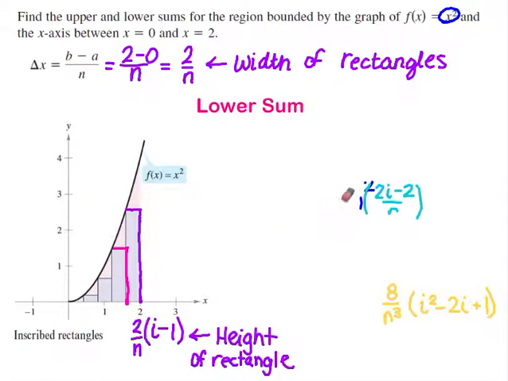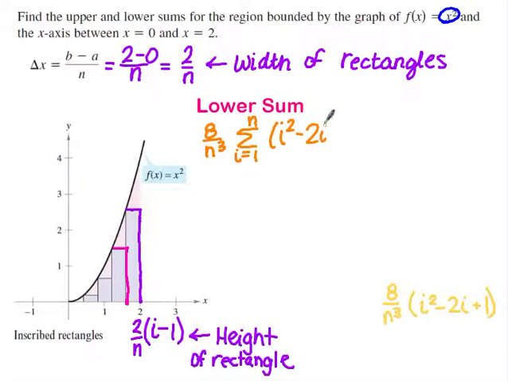So now I'm going to get rid of that n for right now. So I'm just going to move it outside of the sigma. So I've got 8 over n cubed I'm going to put here. I've still got my sigma here out front. Okay, and then I've got my i squared minus 2i plus 1.